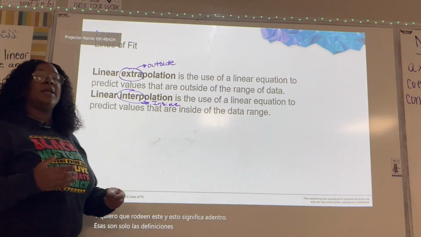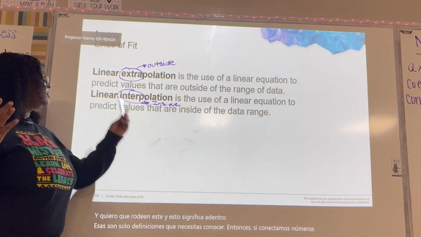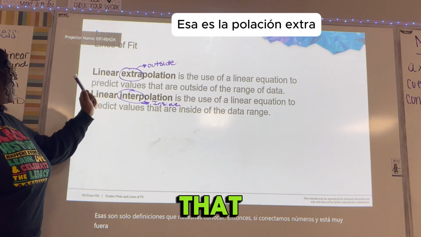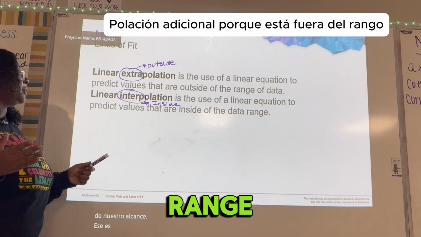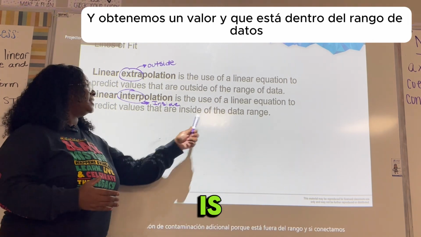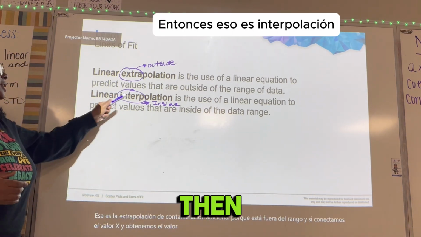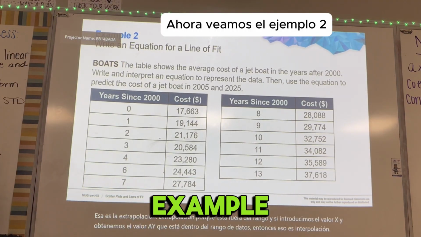So if we plug in numbers and it is way outside of our range, that is the extrapolation, because it's outside the range. And if we plug in the x value and we get a y value that is inside the data range, then that is interpolation. Now let's look at example 2.